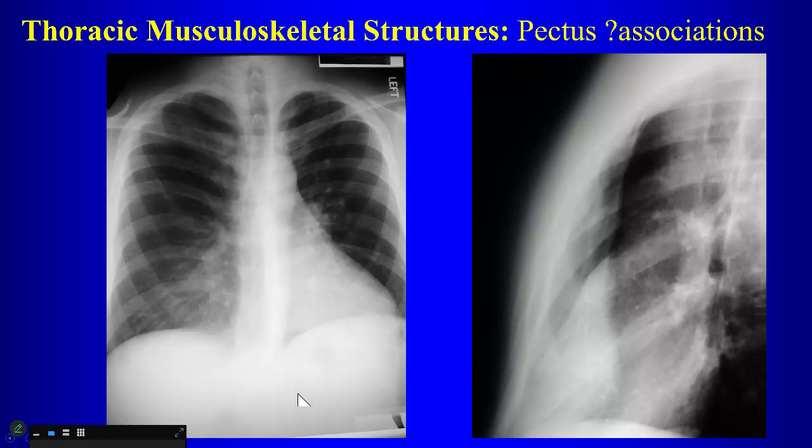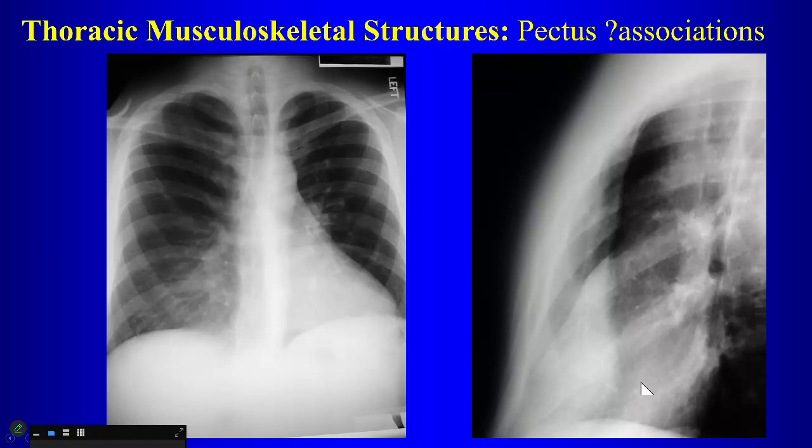The anterior ribs point down, so the anterior ribs seem to be directed more inferiorly than normal. So that's one thing. And the other thing is that the heart is displaced to the left. You see, the right heart border is missing here. So those are the clues on the frontal view that you may be dealing with pectus. And then, of course, the lateral view is very easy. You see that the sternum is posteriorly displaced.